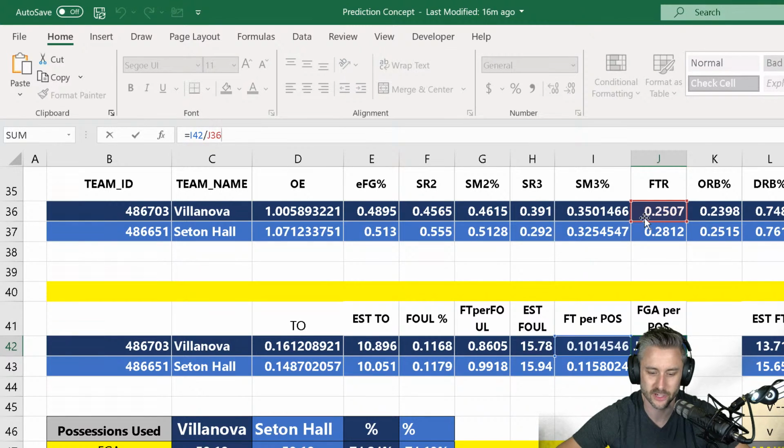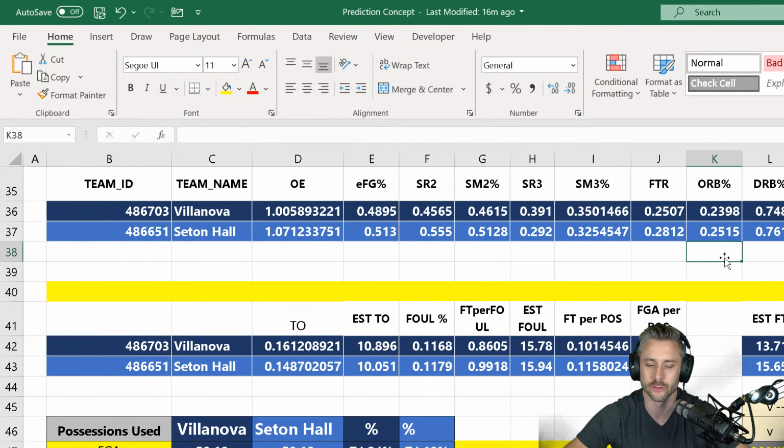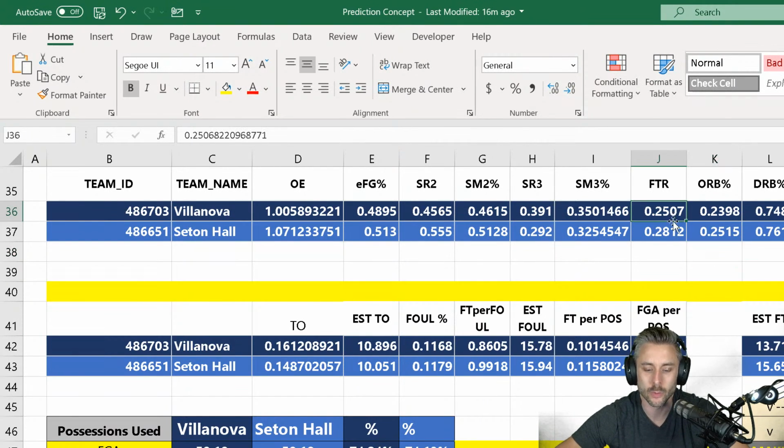The free throw per possession times the free throw rate. So free throw rate is one of the 4 factors. The 4 factors are considered the four most important stats in a basketball game. Free throw rate is simply the free throw attempts divided by the field goal attempts. So if you shoot 10 free throws and shoot the ball 40 times, your free throw rate is going to be 25%.